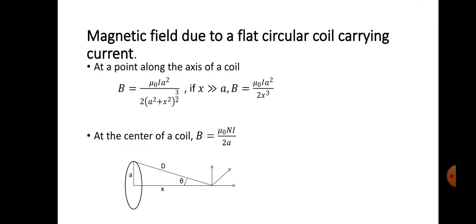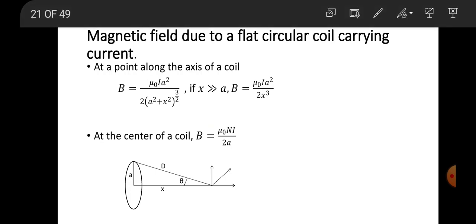Now this formula has led to a lot of formulas. Like here, we see magnetic field due to a flat circular coil carrying current. If you have a flat circular coil, just like this diagram here, and the coil is carrying current, then the magnetic field along the axis of the coil B is mu naught I A squared all over 2 into A squared plus X squared raised to power 3 over 2.